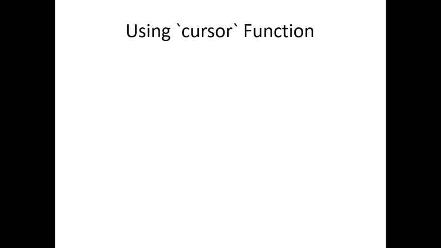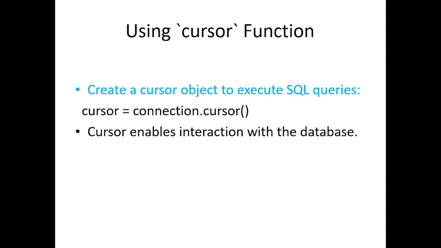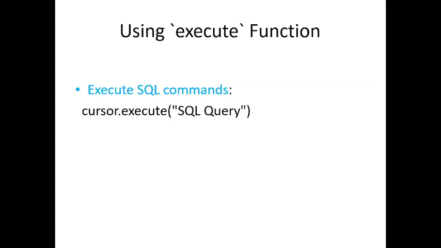Next, using the cursor function to further interact with the database. First of all, create a cursor object to execute SQL queries. How to create it? cursor = connection.cursor(). You have to use the cursor class, and this cursor object will be created. Now this cursor enables interaction with the database. How does it interact with the database? It will use the execute function. Let's see how it executes the SQL command: cursor.execute, and in the brackets you have to put the SQL query.